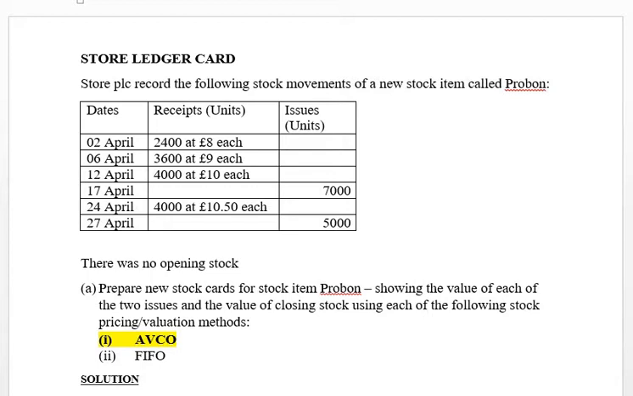There are four methods used in valuing inventory. Number one, we have first in, first out. Number two, we have last in, first out. Number three, we have simple average method. And lastly, weighted average pricing method. We'll first start with the weighted average pricing method.